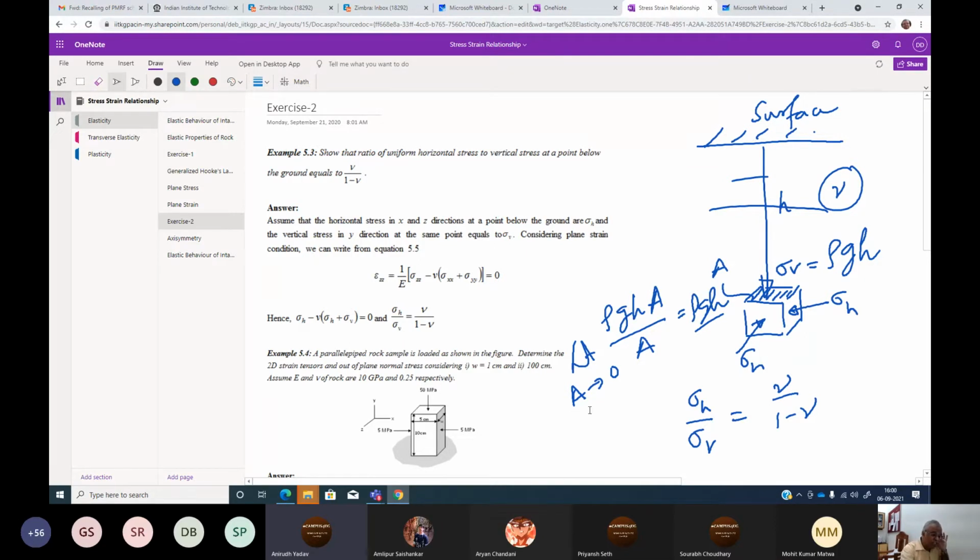So this is the definition of stress: force per area when area tends to 0, because we are trying to say it is at a point. Okay. So these become rho g h. Now, what is the horizontal stress? Do you think there is a horizontal stress?